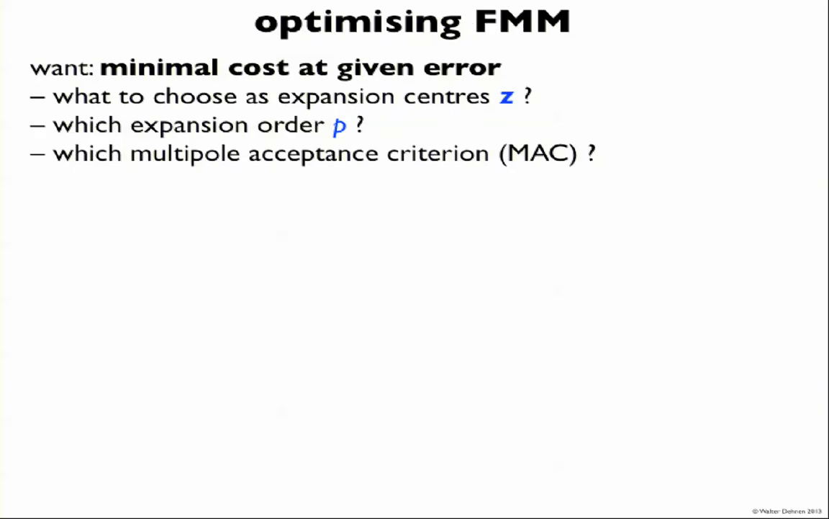Now, this is a little bit I was recently concentrating on. Nobody really does an optimal tree code or fast multipole method. So what you really have is numerical parameters. This is what you choose for the expansion center of the cells. Which expansion order do you use? And what do you use for your multipole acceptance criterion? And of course, what you really want is to use these numerical parameters in such a way that you get a minimal cost at a given error.